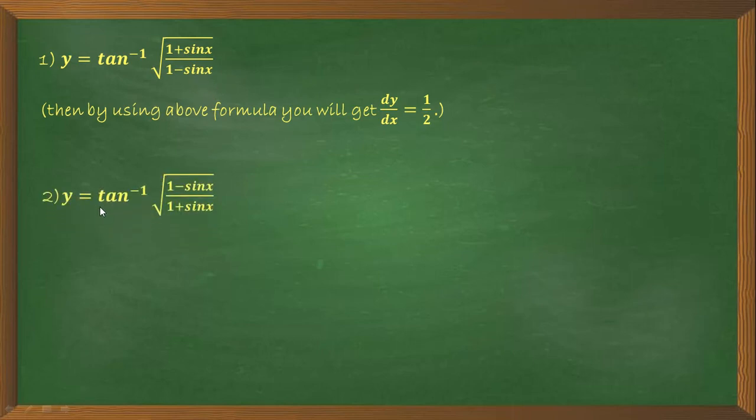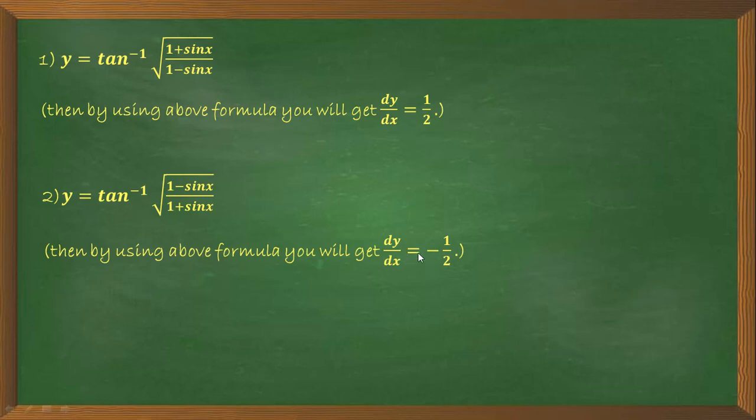Similarly, if there is a question like this: y is equal to tan inverse of root of 1 minus sin x upon 1 plus sin x, then also by using that above formula, you will get dy by dx is equal to minus 1 by 2 after the simplification of this part. Because the simplification of this part is tan of pi by 4 minus x by 2. So it is tan inverse of tan of pi by 4 minus x by 2, and hence you will get the differentiation, that is minus 1 by 2. So today we have discussed some special types of differentiation related to inverse function derivatives.